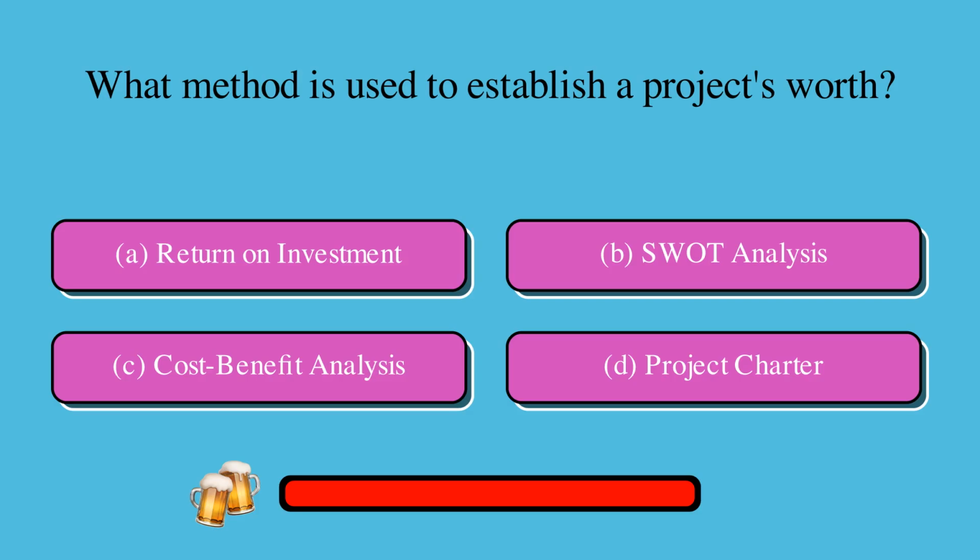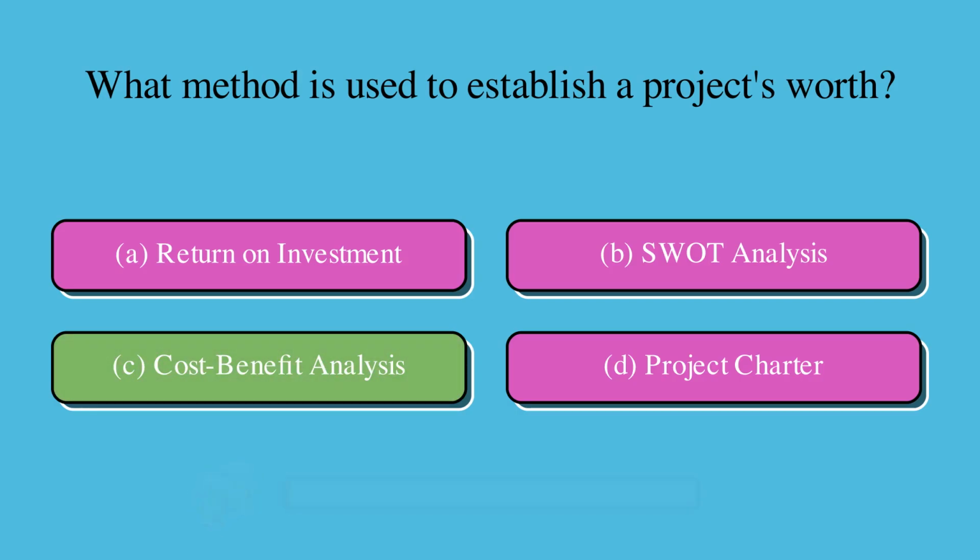What method is used to establish a project's worth? Is it A, return on investment, B, SWOT analysis, C, cost-benefit analysis, or D, project charter? The correct answer is C, cost-benefit analysis.